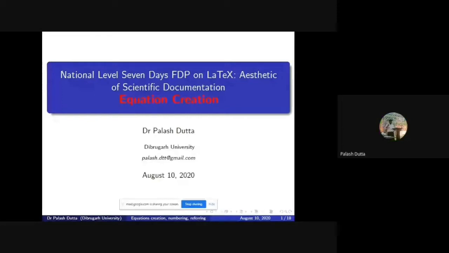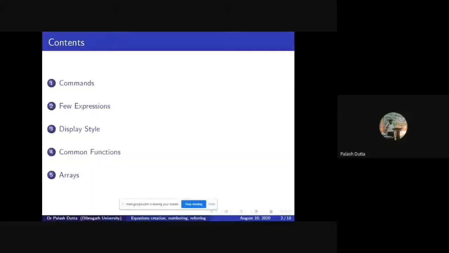Today we will discuss some commands and how we can construct expression equations using equations, then alignment, then multi-line, how we can add it to our equation, and how we can construct matrices, matrix equations. There are lots of things we will try to discuss.